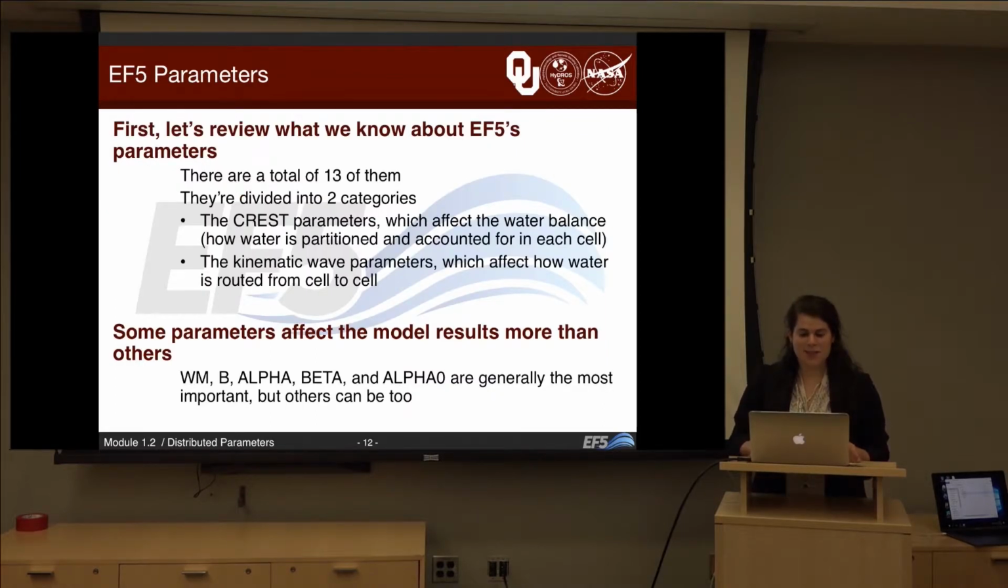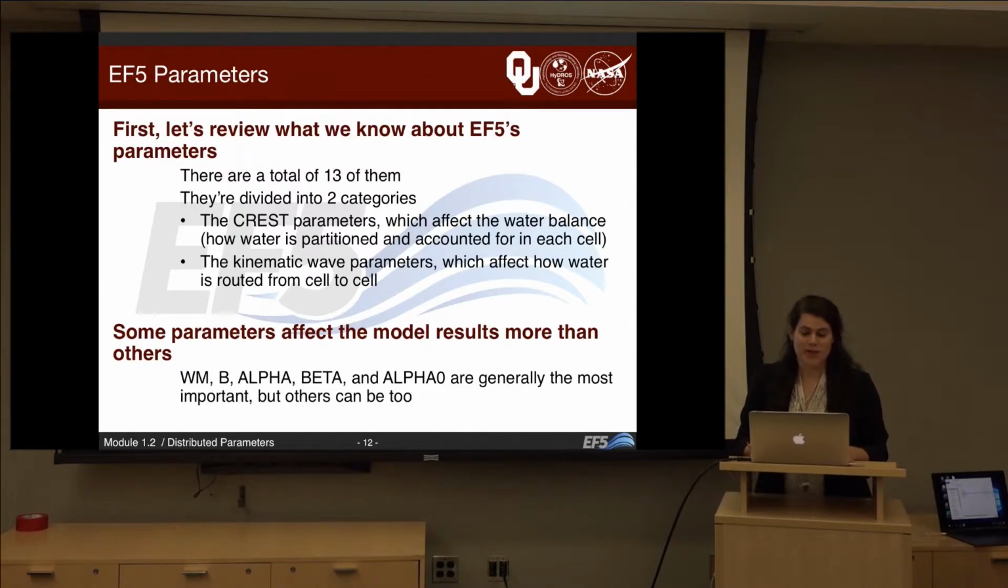So first, let's review what we know about EF5's parameters. We've talked about this in several EF5 trainings in the past, so if you need a refresher, please find that video in the EF5 Foundation training. So overall, there are about 13 of EF5's parameters when you use CREST and the kinematic wave. And these are divided into those 2 categories.